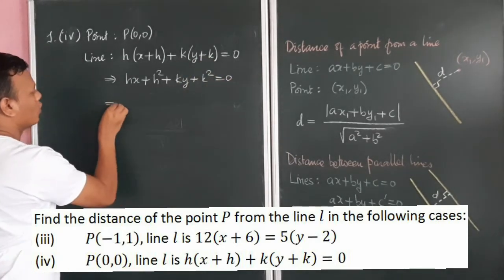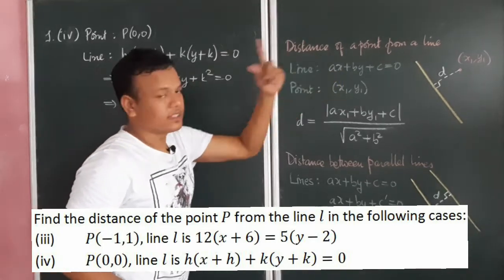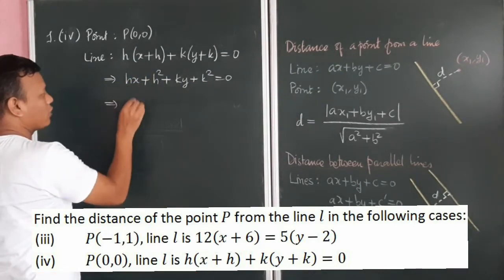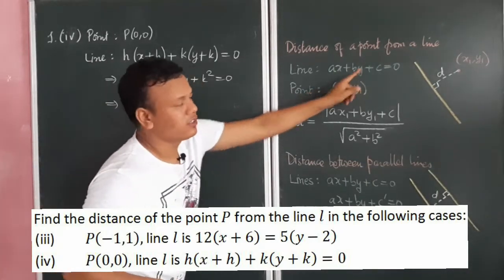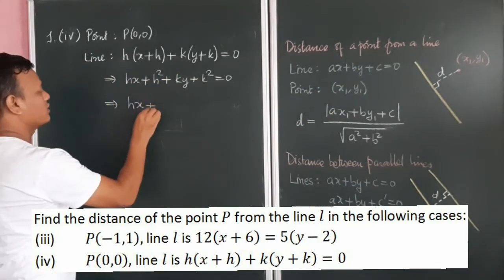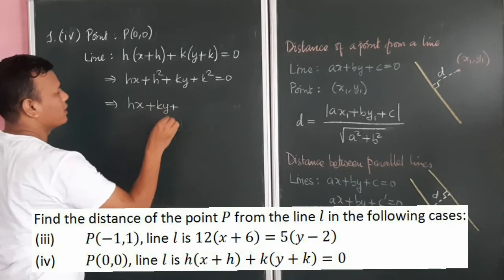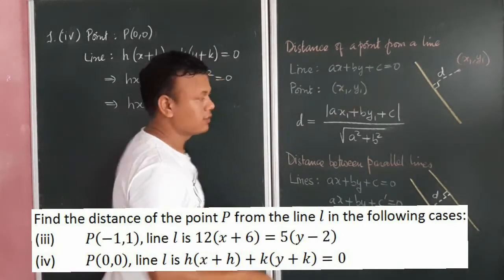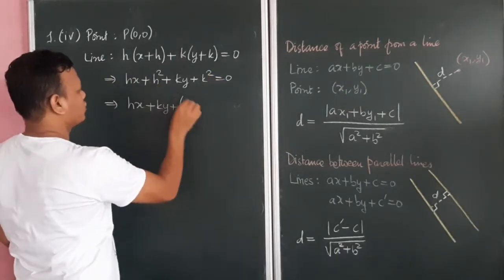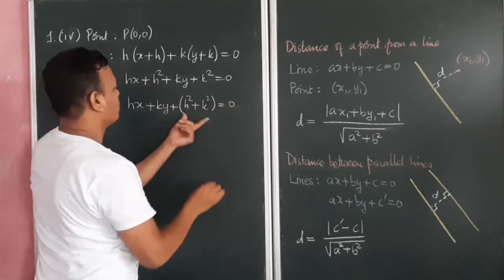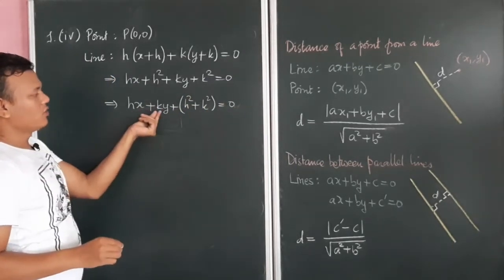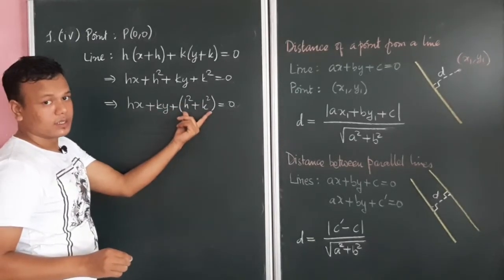So first is ax, only the x term will be kept, so we have hx out here. After that we write the y term, which is plus ky, and the remaining things become my c, isn't it? So we have h square plus k square, and this is my c. So a is h, b is k, and c is h square plus k square.